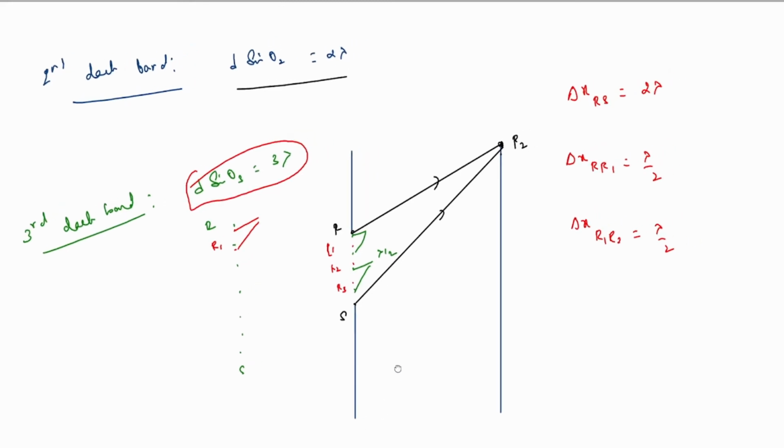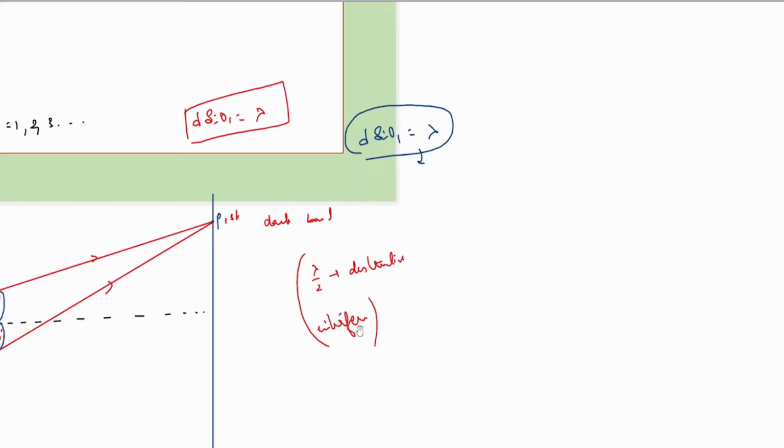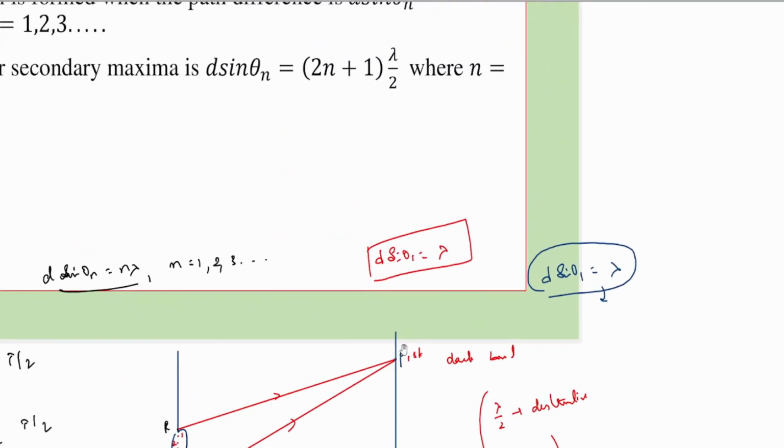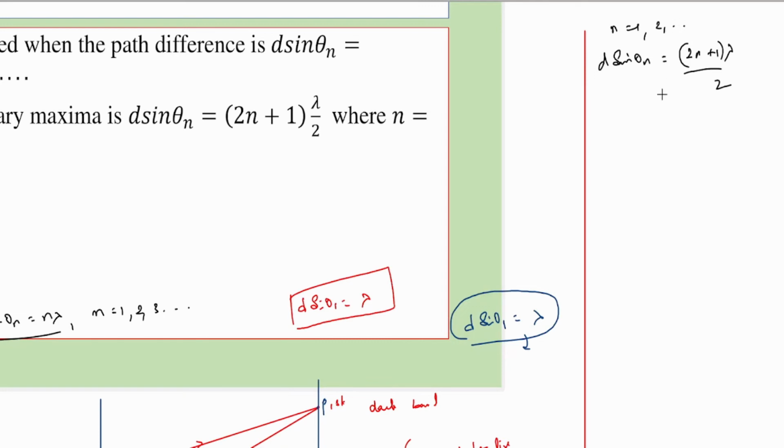This is the condition for dark band. Now let us look at the condition for bright band, where the formula was d sin theta n is equal to, use same thing given here, where d sin theta n is equal to (2n plus 1) lambda by 2, where n starts from 1, 2, etc.